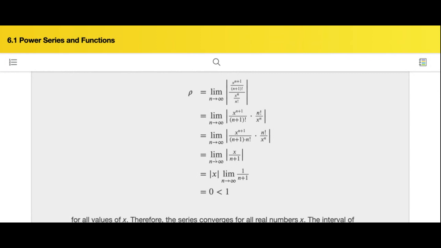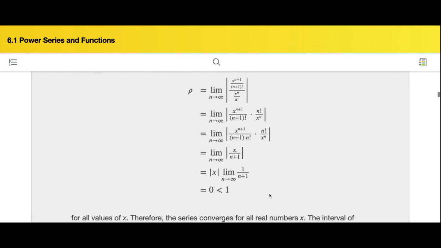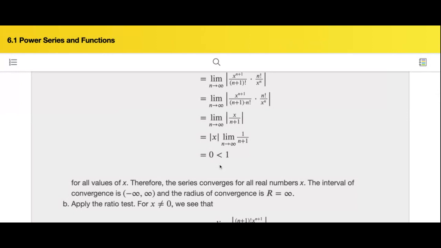Now, the limit as n goes to infinity of this ratio, x over n plus 1. Right? X has nothing to do with n. So we can pull the absolute value of x outside the limit, because the limit only considers n, when n approaches infinity. So the limit of 1 over n plus 1 when n goes to infinity is what? It's 0. 0 times anything would be 0, right? So this limit of the ratio equals 0, which is less than 1.